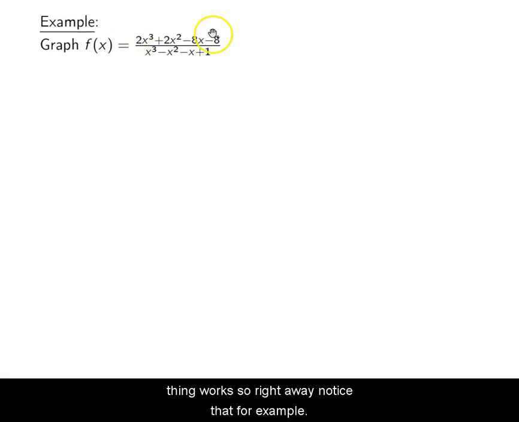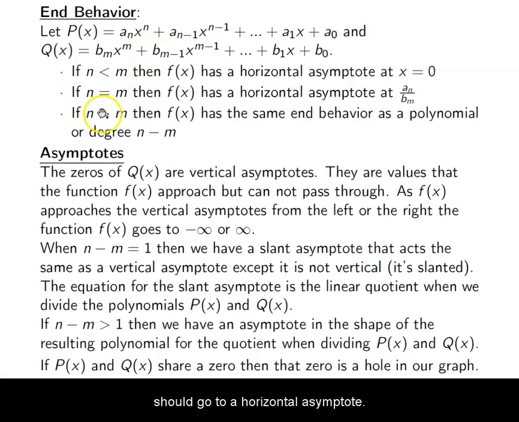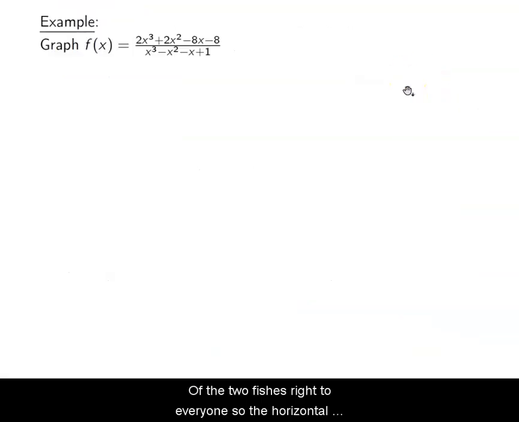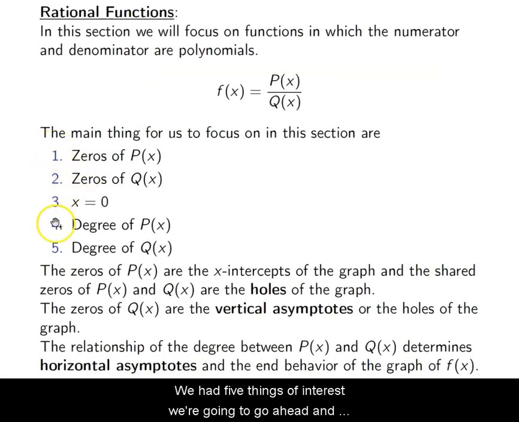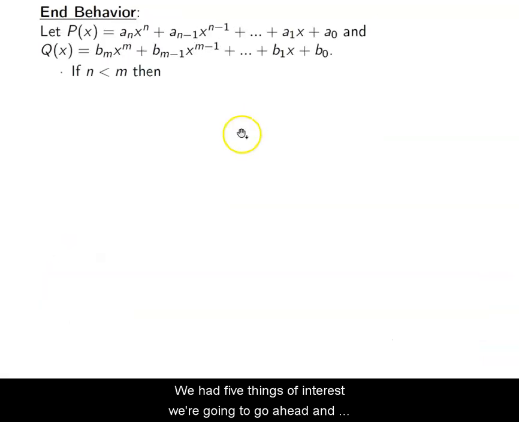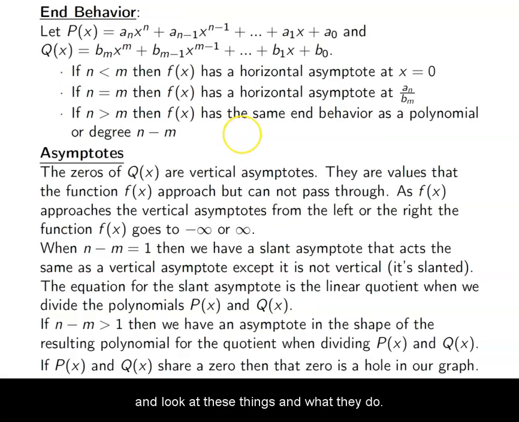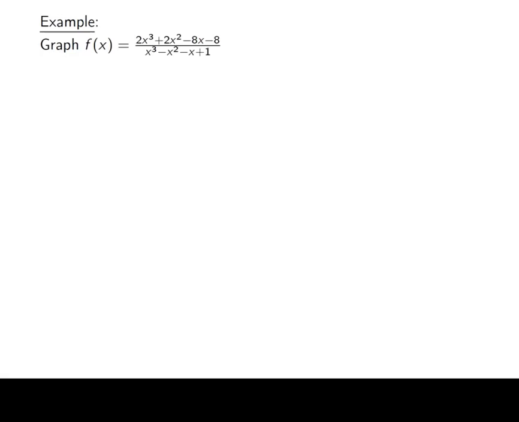Right away, notice that our example has 2 cubics, which means long run wise, it should go to a horizontal asymptote of the ratio of the 2 leading coefficients, 2 over 1. So the horizontal asymptote should be 2. Now we're going to go through these things one at a time. Remember at the beginning, we had 5 things of interest. We're going to look at these and what they mean for our graph.